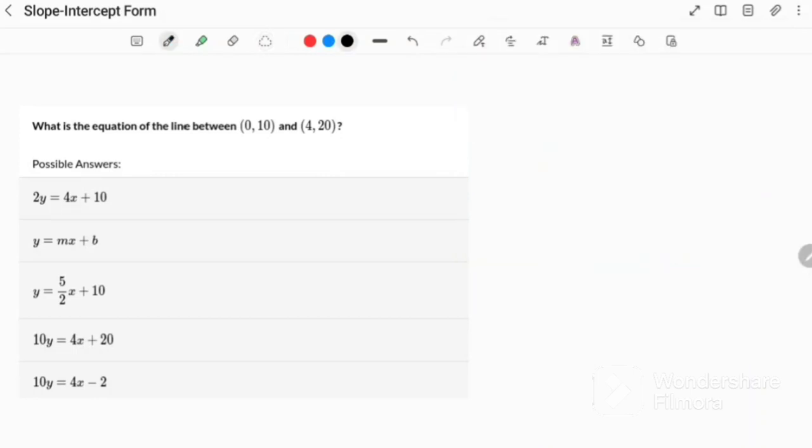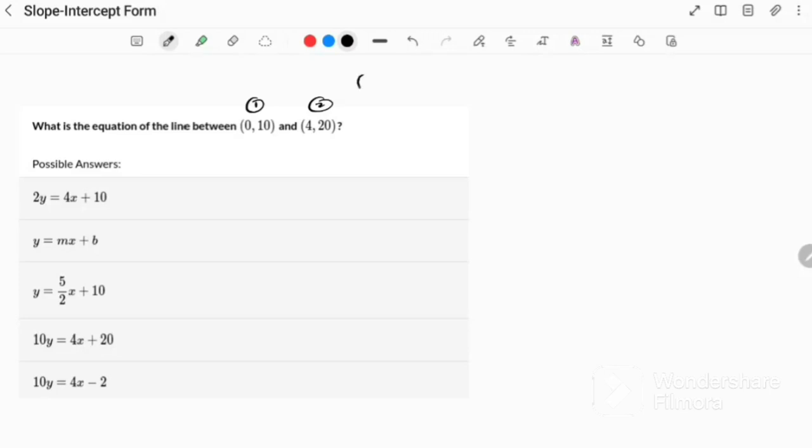Now we're going to look at some examples. Now here is the first example. What is the equation of the line between 0, 10, and 4, 20? So we are told we have a line, and this line has 2 points on it. The first point, let's call this one the first point, is 0, 10, and the second point is 4, 20.